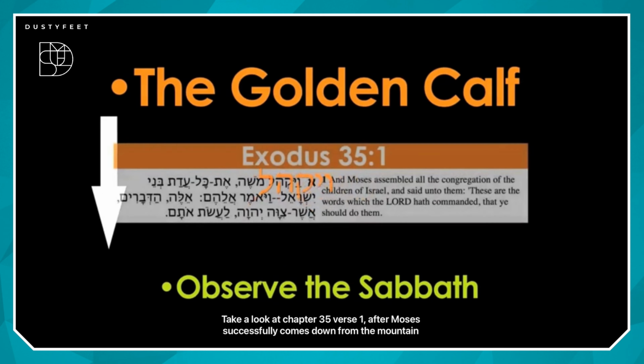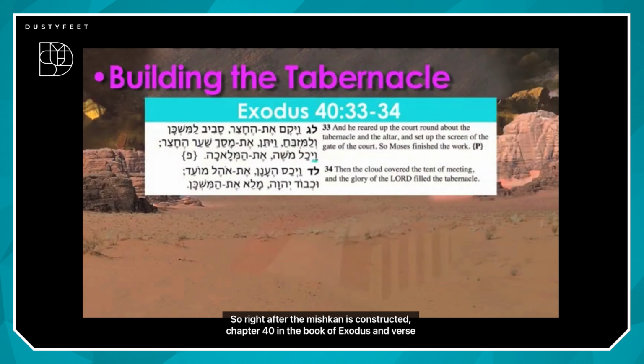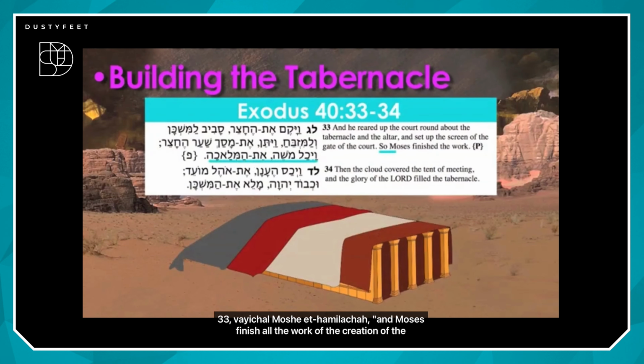Okay, so right after the Mishkan is constructed, chapter 40 in the book of Exodus, end of verse 33, Vayichal Moshe et hamlacha, and Moshe finished all the work of the creation of the Mishkan, and then Vayichas ha'anan et ohel moed, and then the cloud of the divine presence came down and descended upon the Mishkan, uchvod Hashem malei et Mishkan, and the glory of God filled the Mishkan.